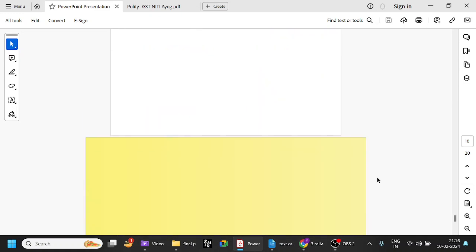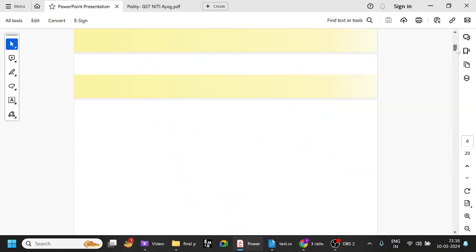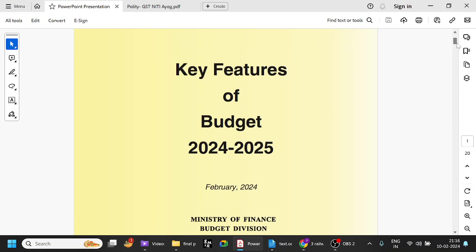Okay, so that is a brief on the union budget, the interim budget. When the final budget comes in a few months, we'll also look into that.